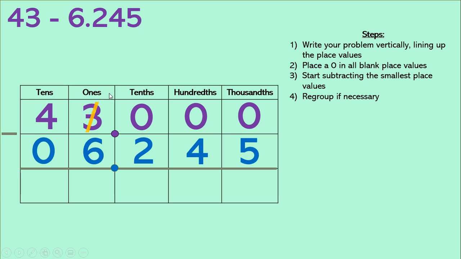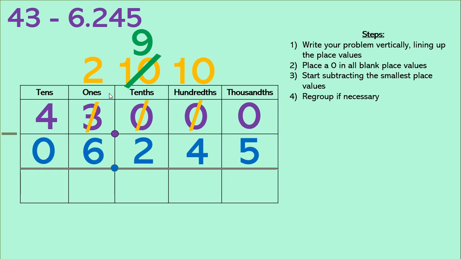So when we regroup that 1 one, there's 2 ones left. And remember, 10 tenths makes up 1 one. So now we have 10 tenths. But we're going to rewrite these 10 tenths as hundredths. Remember, 10 hundredths makes up 1 tenth. But we have 10, we're going to borrow 1 tenth. So now we have 9 tenths left. And we have 10 hundredths.